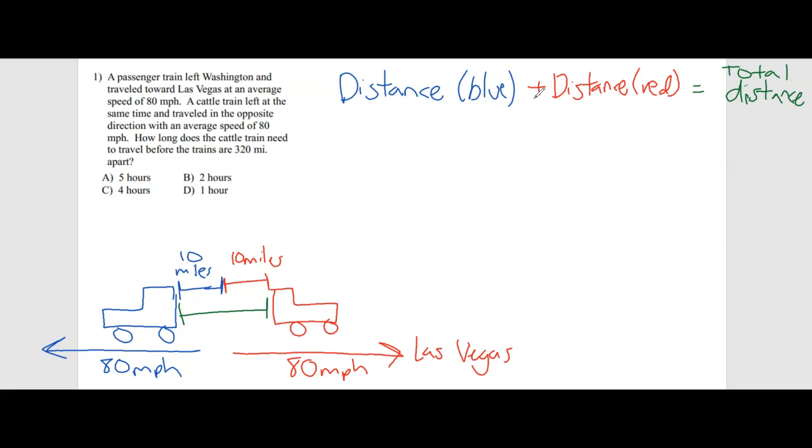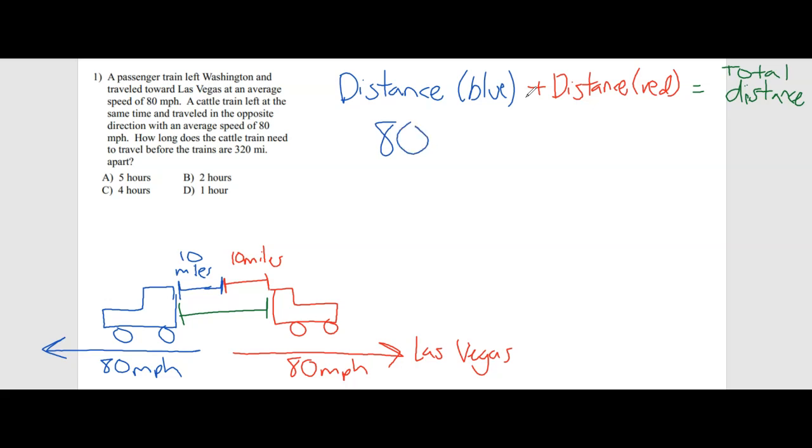Now, how do we figure out how far the blue train travels? Well, we know it's traveling 80 miles per hour. If it traveled for 1 hour, it would travel 80 miles. If it traveled for 2 hours, it would travel 160 miles, which is 80 times 2. If it was traveling for 3 hours, it would go 240 miles, which is 80 times 3. So we can find our distance by multiplying the speed, the miles per hour, by the time.